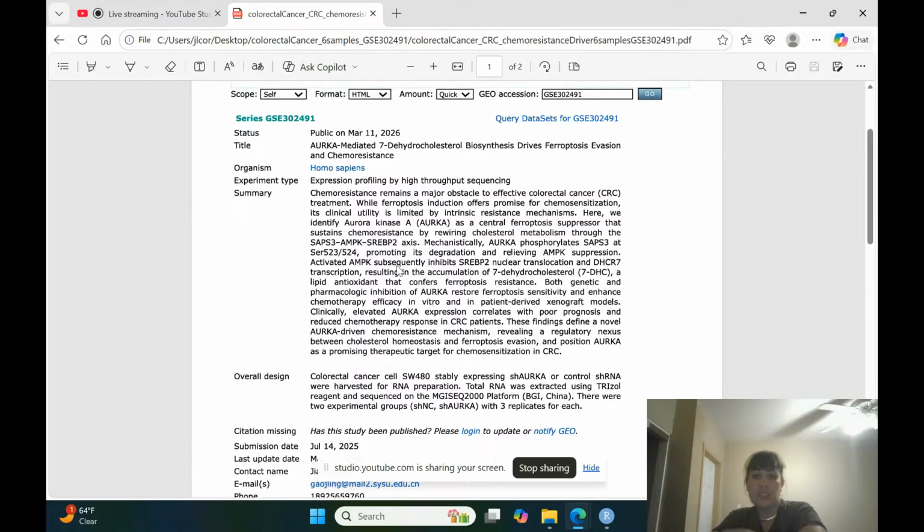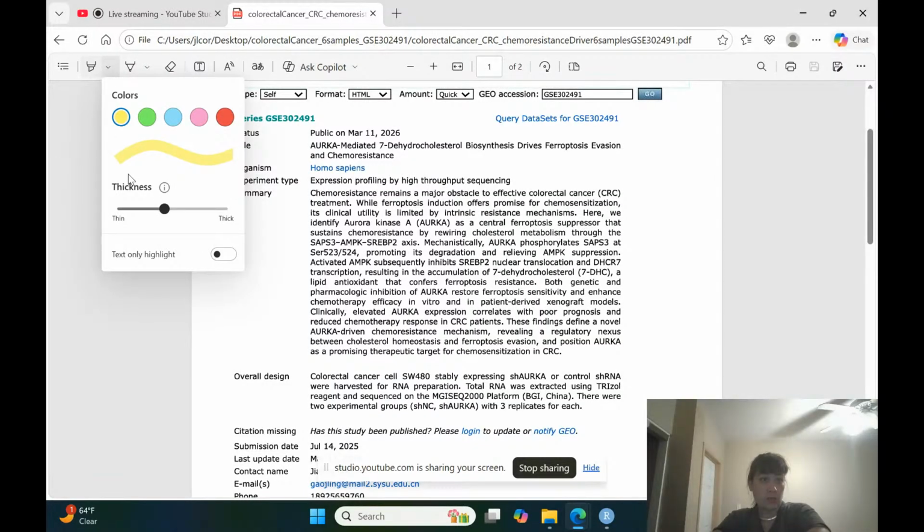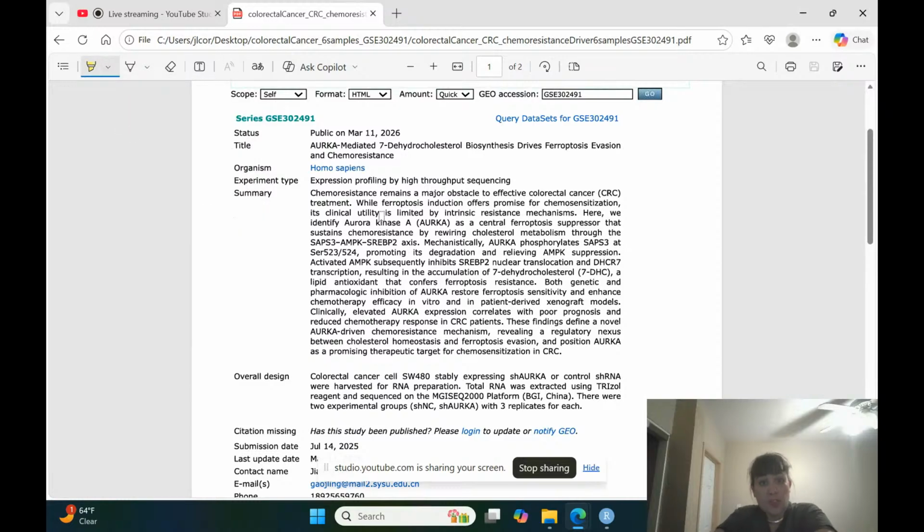Activated AMPK. Did they say what AMPK is? I guess they're giving it this name right here. So, all right. Activated AMPK subsequently inhibits SREBP2. I guess this is AMPK right there. Let's go ahead and put our highlighter on. So we have AMPK, SREBP2, we have SAPS3. This is an axis.